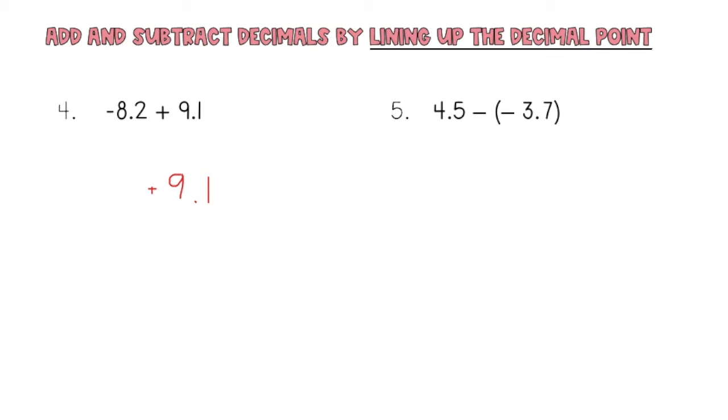I can label this as being positive. And I have negative 8.2. Since my positives and negatives are going to cancel each other out, we're going to go ahead and subtract. I can't subtract 1 minus 2, so we're going to have to borrow. Be careful when you're borrowing. This becomes an 11. 11 minus 2 is 9. And 8 minus 8 is 0.